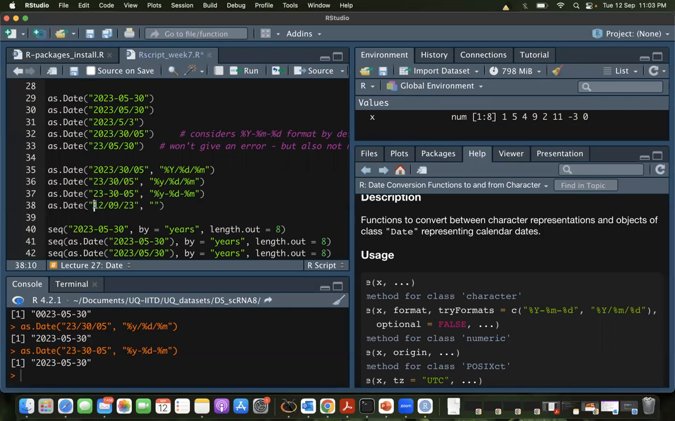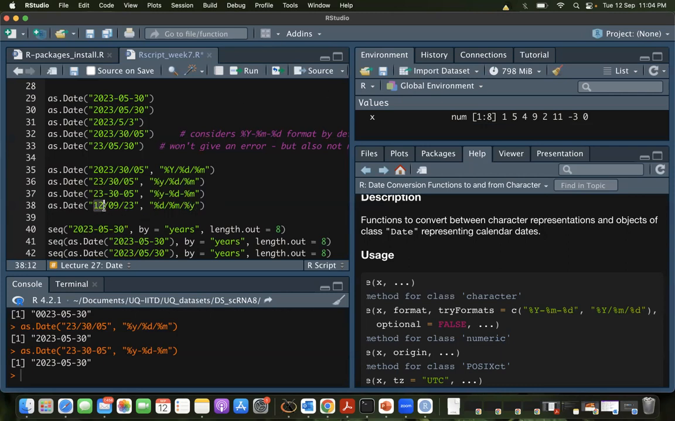Basically, I want R to be able to read this. So I'm telling you what I am giving it in. What does each of the three things here indicate? Percentage d, percentage m, and percentage y. And hyphen, slash, what should I write? Same slash. Then percentage m, percentage small y, not capital Y. Small y, right?